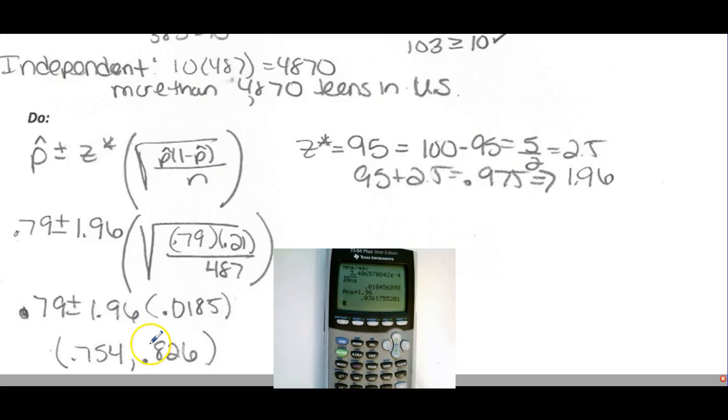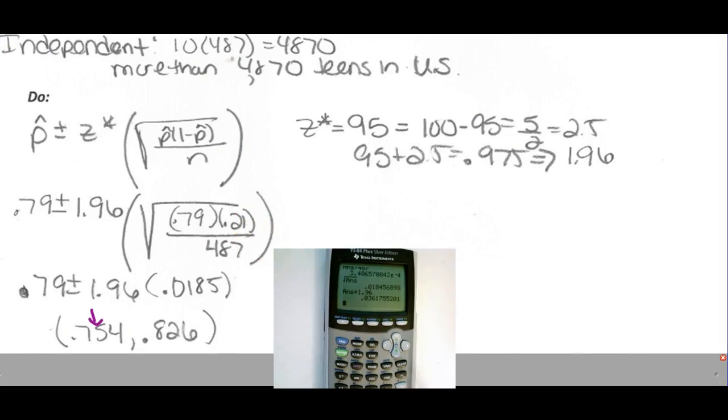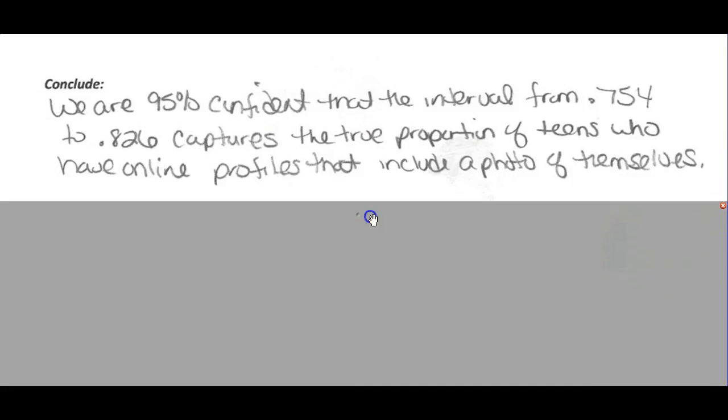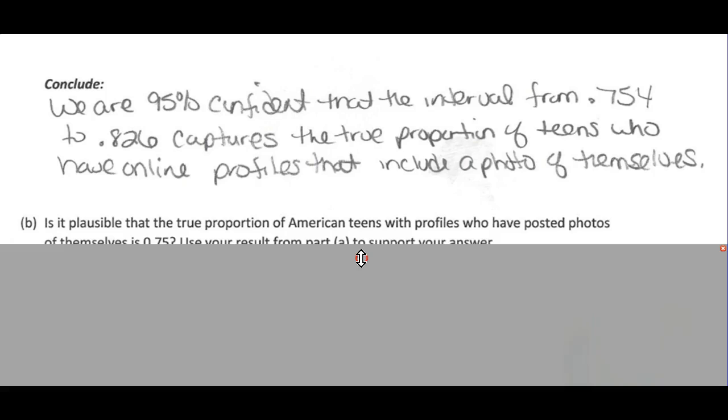I honestly recommend doing the minus before you do the addition, only so that your subtraction piece, the smallest number, will go first and your larger number will go second. You'll see them either way, but I just usually do subtraction first. Okay, and then of course I have to do a conclusion because a problem would not be complete without a conclusion. And my conclusion for this is we are 95% confident that the interval from 0.754 to 0.826 captures the true proportion of teens who have online profiles that include photos of themselves.